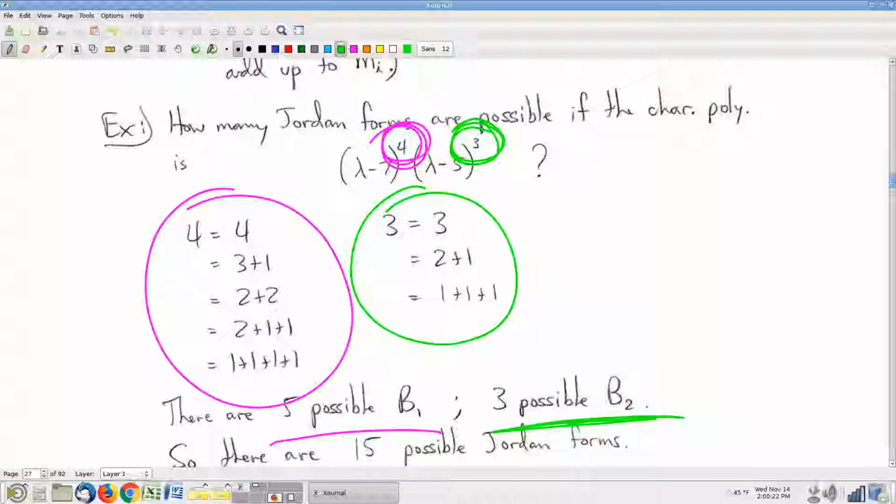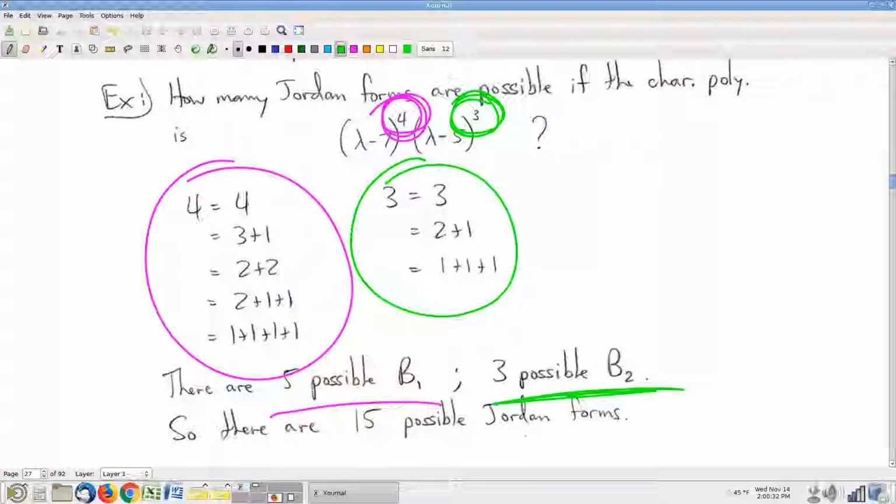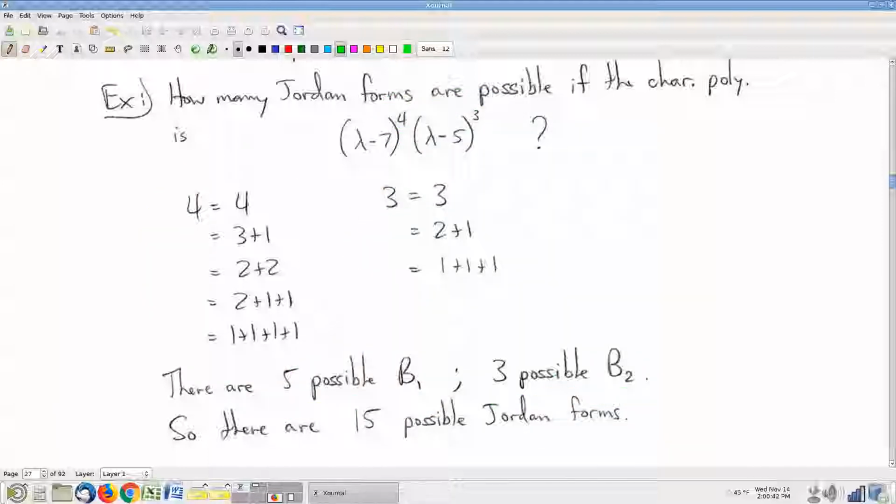So there are 5 different possible forms on the left, you might say, and 3 possible different forms on the right. Grand total, mixing and matching, there are 15 possible Jordan forms for this matrix. Everybody on board? Okay, so that's the last we needed to say about Jordan form for a while.